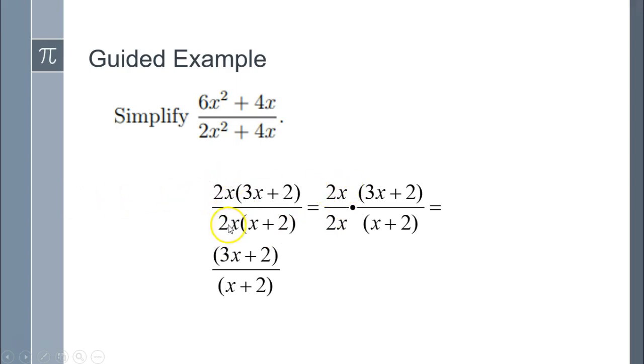Again, the 2x over the 2x. I'm thinking most of you are not going to write this step. You're going to go right here and reduce those and replace them with a 1. But I'm just showing you why that works. So 2x over 2x is a 1, so that's the same as saying (3x plus 2) divided by (x plus 2).